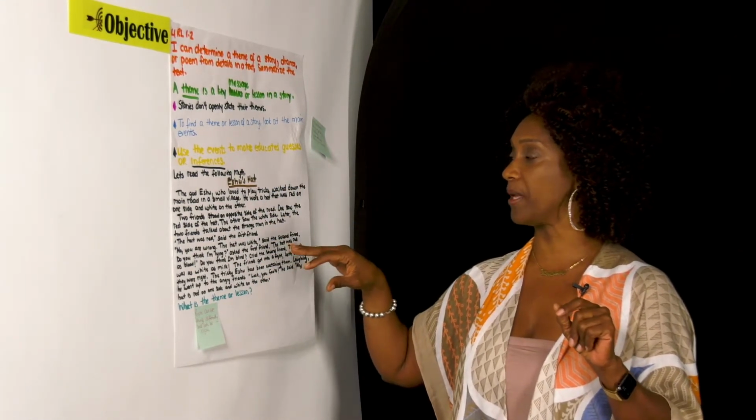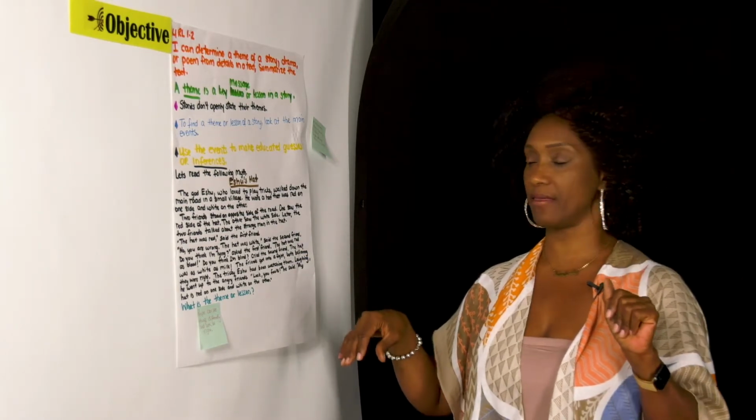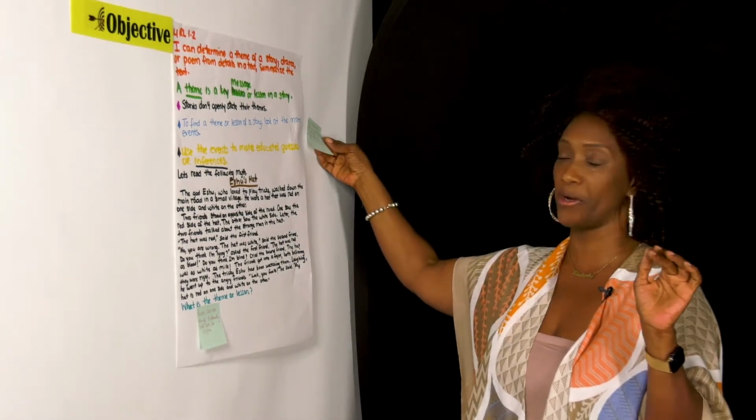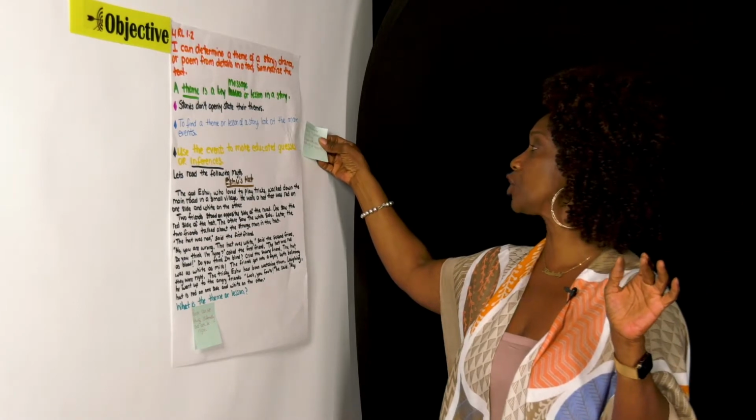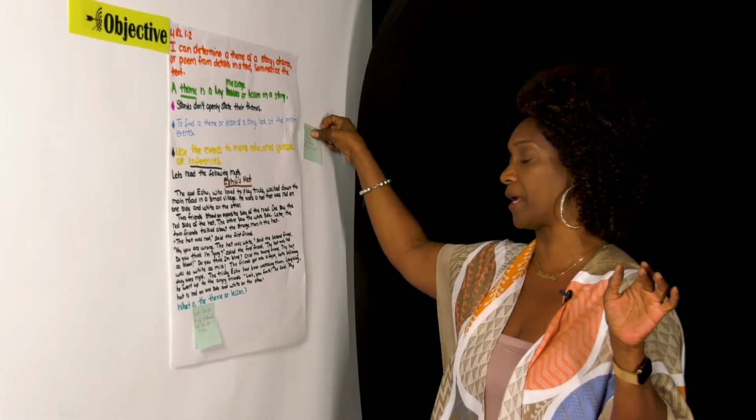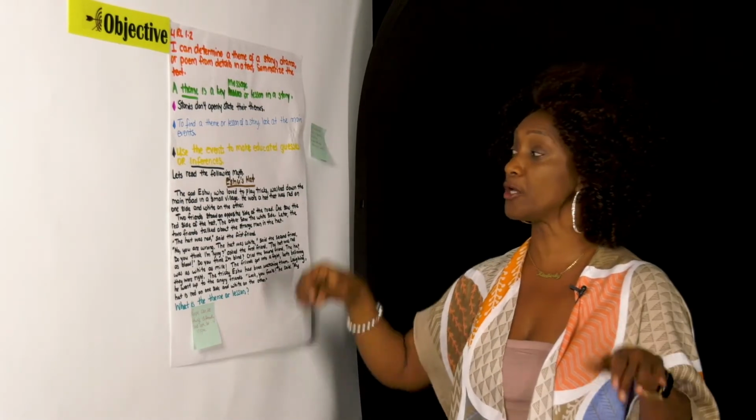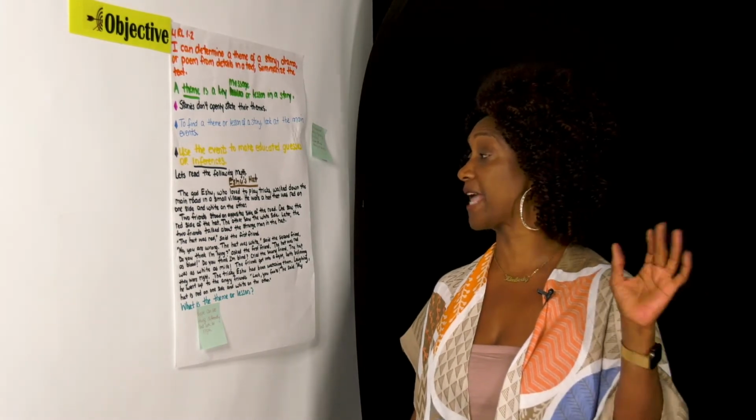Let's read the following myth. What is a myth? A myth is a traditional story typically involving supernatural beings or events. So we're going to read this story about Eshu's hat.